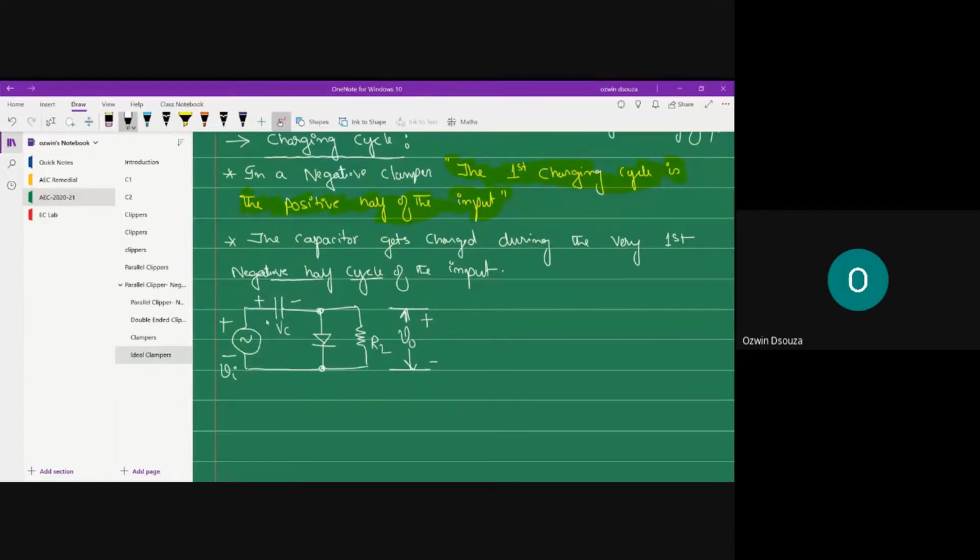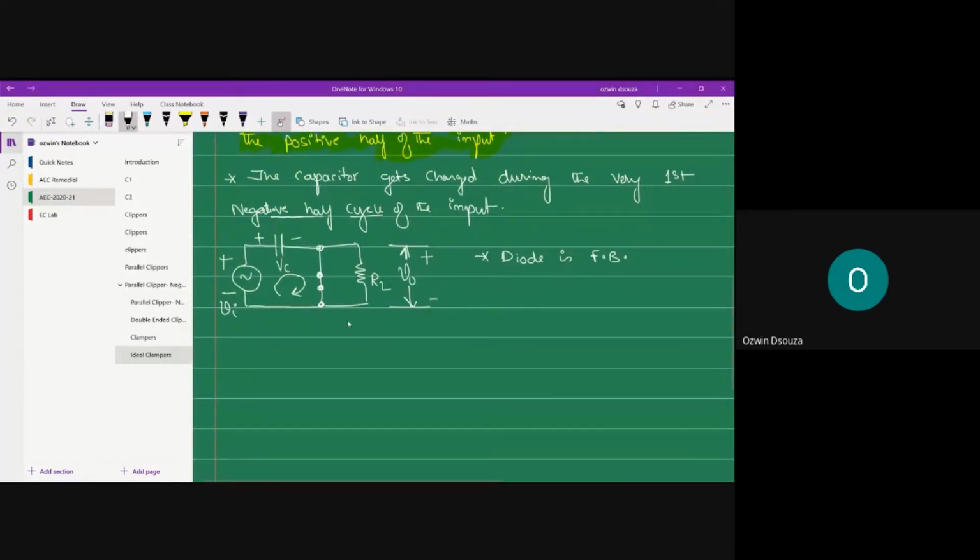As you can clearly observe, the current is flowing in clockwise direction because of the positive half cycle. So the diode gets forward biased. FB stands for forward biased. So when the diode gets forward biased, we can replace the diode with a short circuit equivalent. Okay, so during the very first positive half cycle of the input, what is the output voltage?